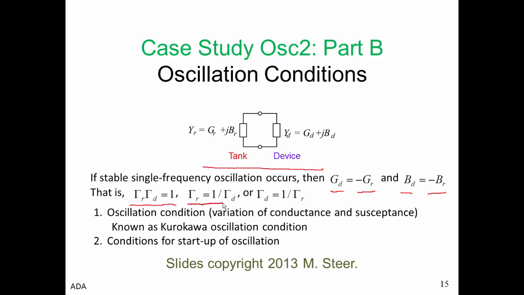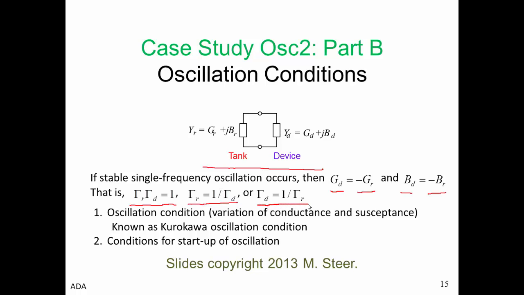Gamma R equals 1 over gamma D is useful, so if on a Smith chart we plotted gamma R and we plotted 1 over gamma D, then when we have stable single frequency oscillation, those two loci, the loci of gamma R and the loci of 1 over gamma D, will cross each other. That is the most useful way to look at it.